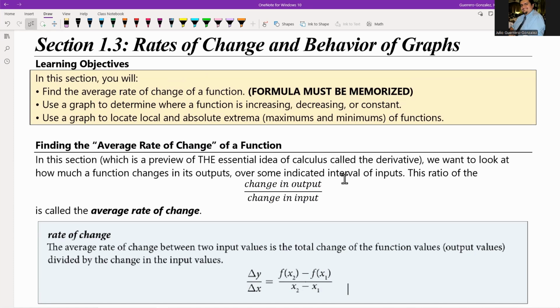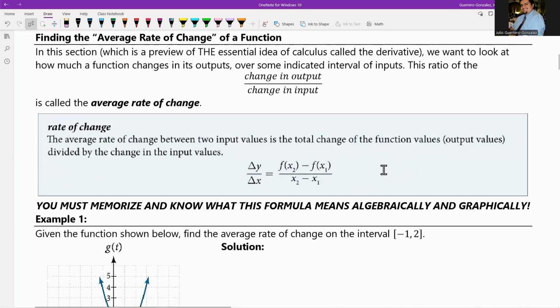of a function. We're going to determine how to figure out if a function is increasing or decreasing or remaining constant. And we're going to start introducing vocabulary like local and absolute extrema. And what I mean by extrema is maximums and minimums of a function. Okay, so let's go ahead and get started.